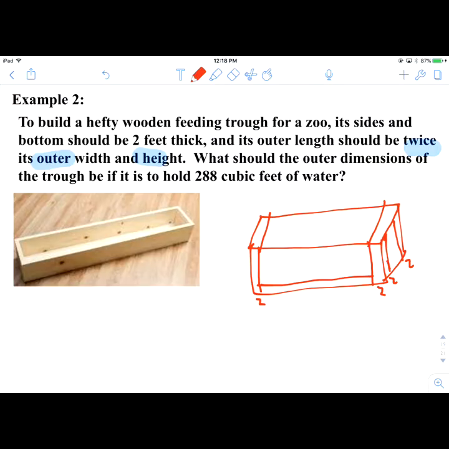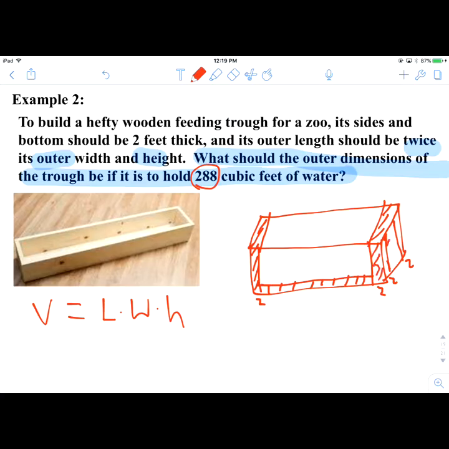So let's read the rest of the problem. It says, what should the outer dimension of the trough be if it is to hold 288 cubic feet of water? So we have volume right here. As in the previous screen, we know the volume is equal to the length times width times the height. But when we are talking about the volume, we cannot include these wooden frames here. So we've got to take them out in our volume calculation. Therefore, we need to calculate the true length, width, and height of this container.